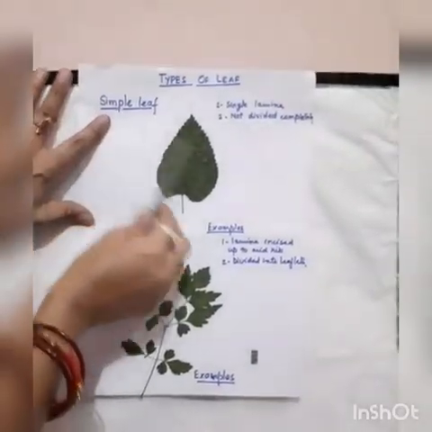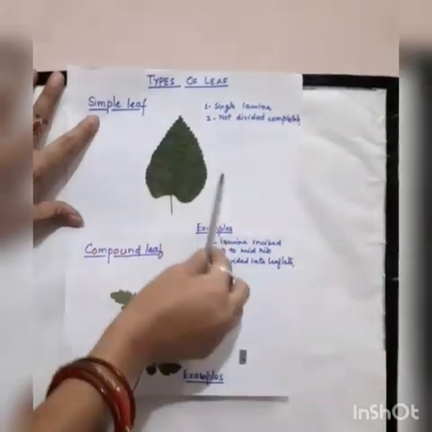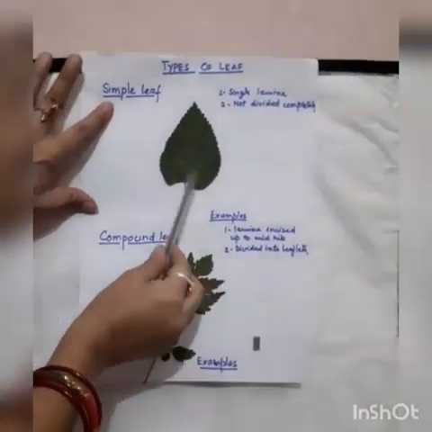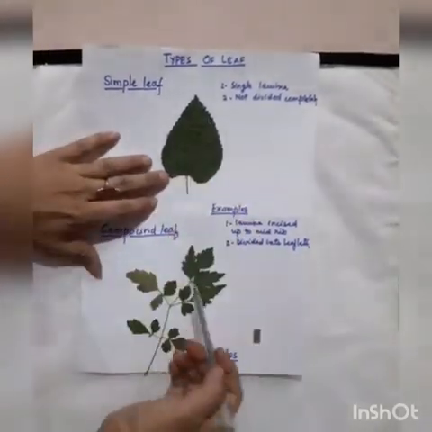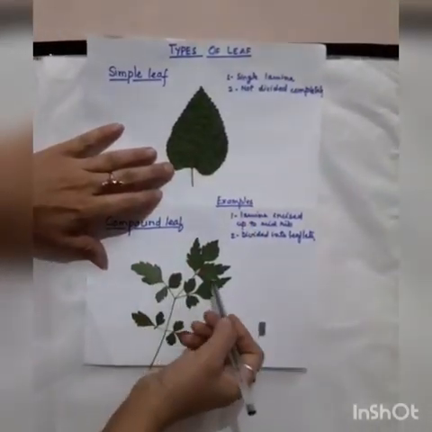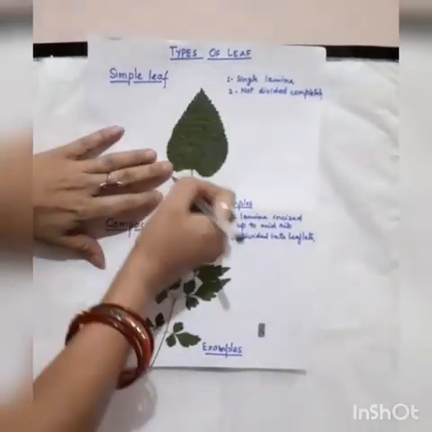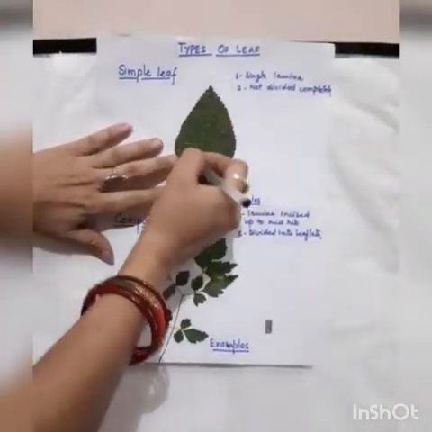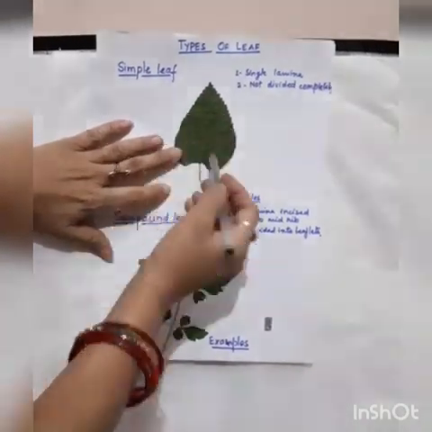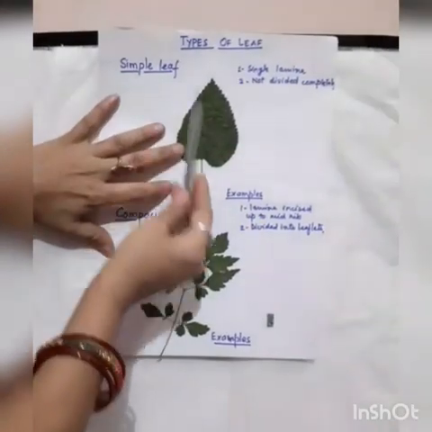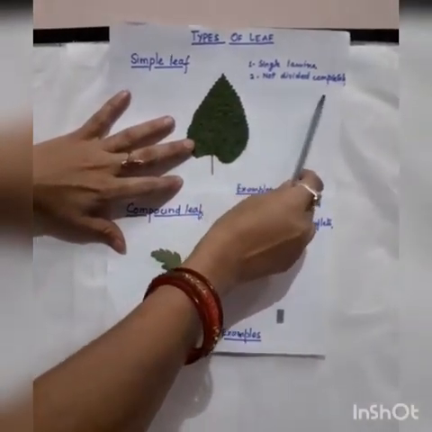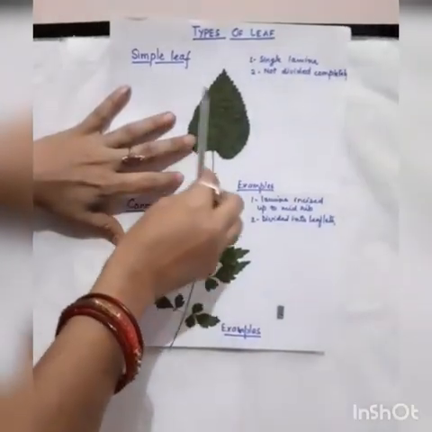Just now I told you each leaf is having the long expanded part, and that is known as the leaf blade. Sometimes this leaf blade is single and sometimes it is divided. So this is the leaf margin. When the leaf margin is entire and not incised or cut into pieces, this type of leaf is known as simple leaf, in which the single lamina is there and it is not divided.